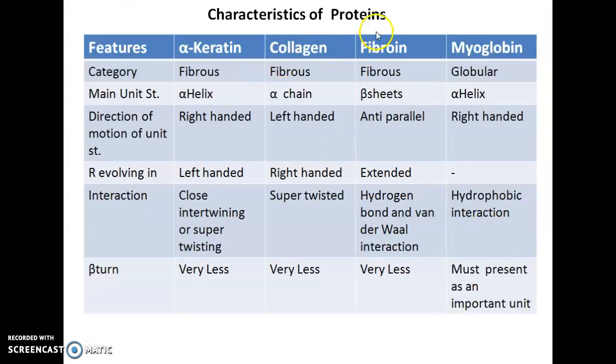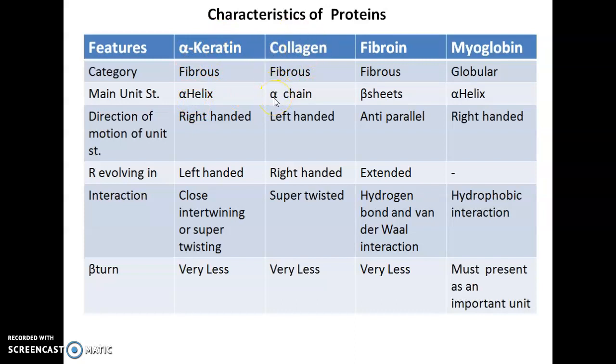Next are the characteristics of these proteins that I have discussed in the previous slide. Alpha keratin, collagen, fibrin, and myoglobin I am discussing here. Alpha keratin, collagen, and fibrin belong to the fibrous category, while myoglobin is from the globular one. The main unit structure in alpha keratin is the alpha helix, while in collagen it is the alpha chain.